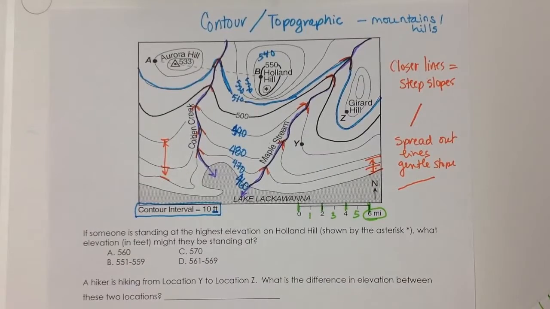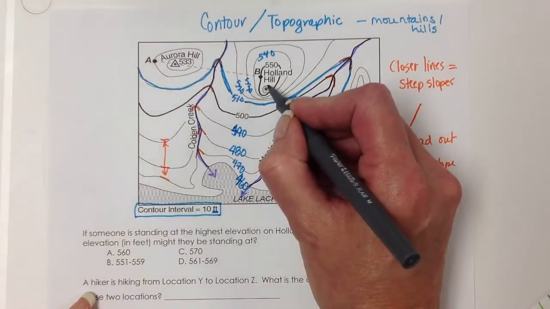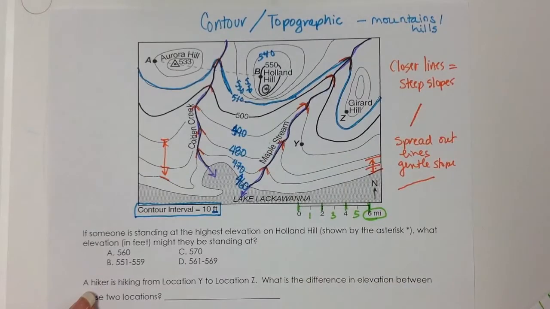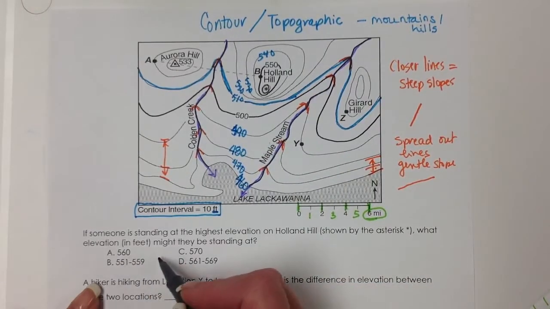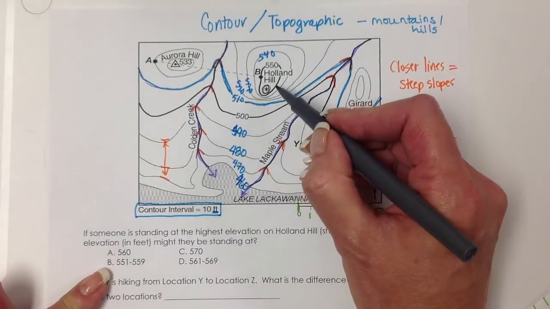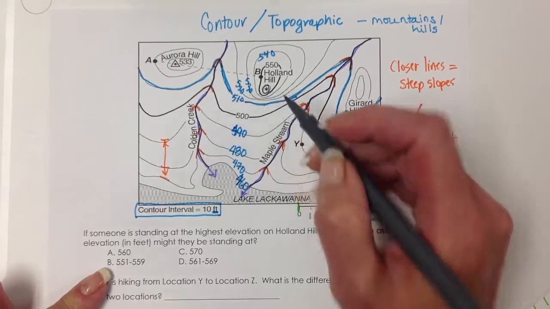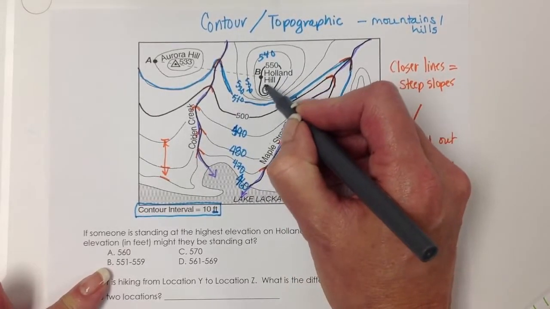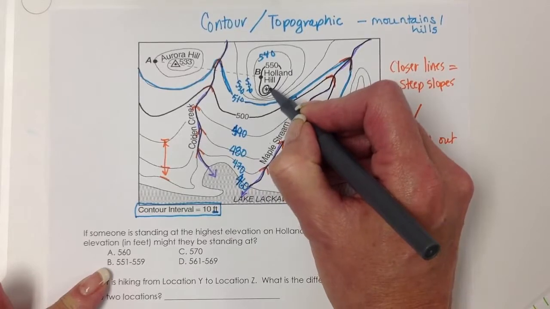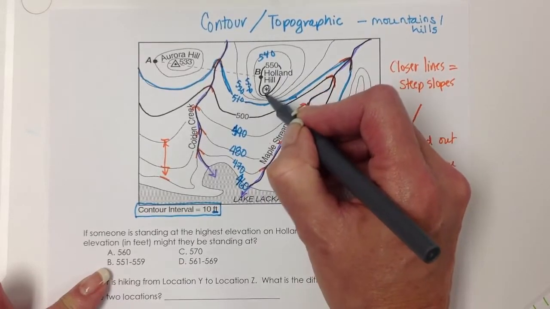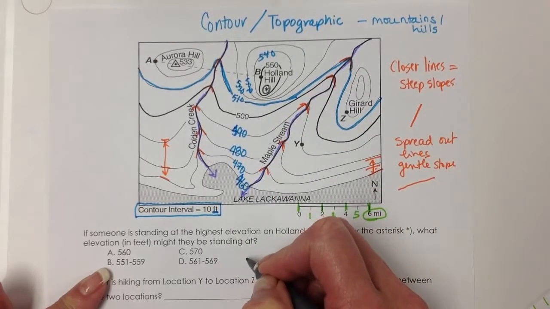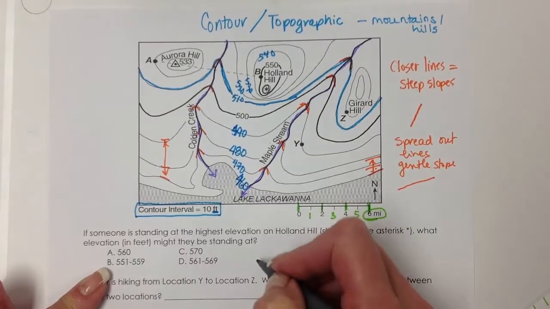Okay, let's see if we can answer some of these questions. It says if someone is standing at the highest elevation on Holland Hill, which is shown by the asterisk. Okay, so this is Holland Hill, then it's indicated by the little star. What elevation might they be standing at? Well, we know it's past the 500 mark, right? And it's going uphill. So it has to be more than 550. It's not on the 550 line. The star for the peak is not on the line. It's above the line. It's not below the line, it's above. So it has to be greater than 550.